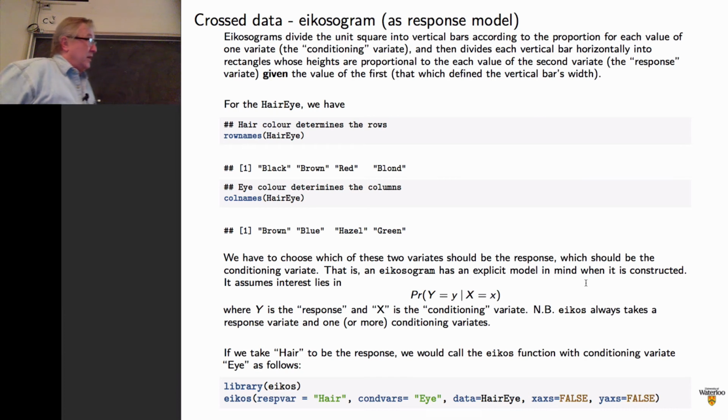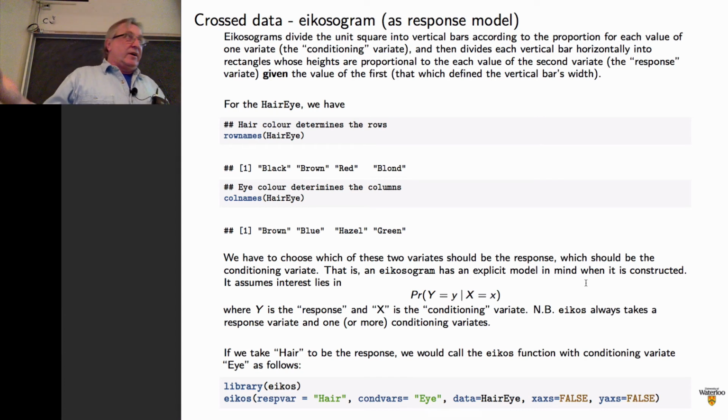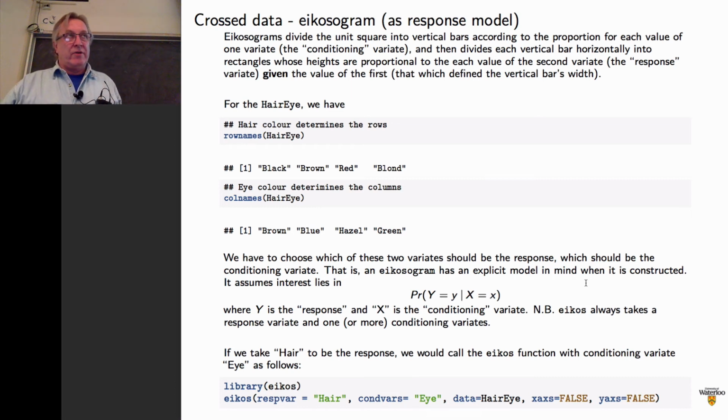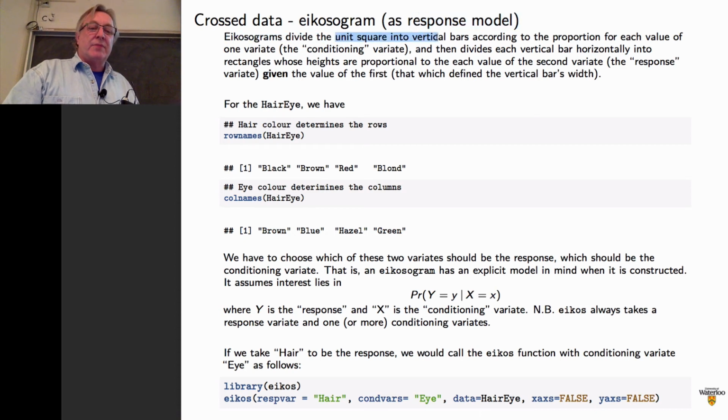So, cross data. An eikosogram has in mind that one of these variables is a response and the other is explanatory. In that sense, it's kind of like a regression, or a response model more generally. And it's going to divide the unit square, much like a tree map, into vertical slices and horizontal slices.